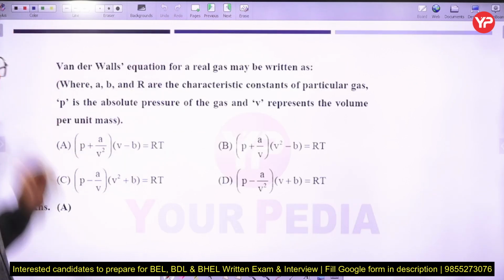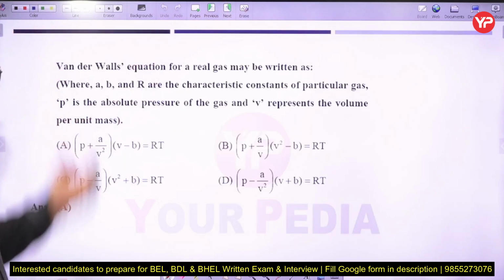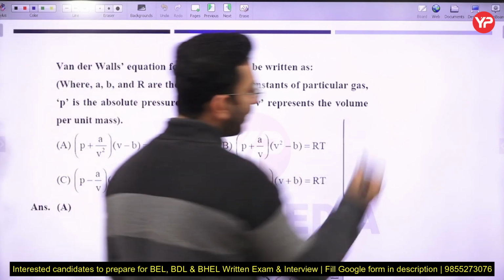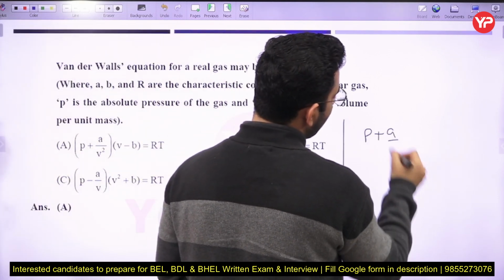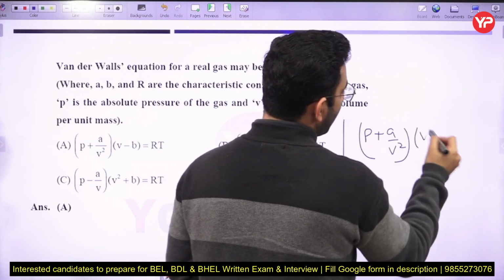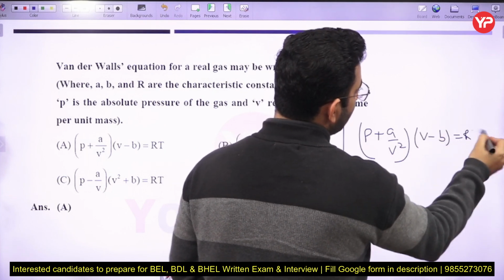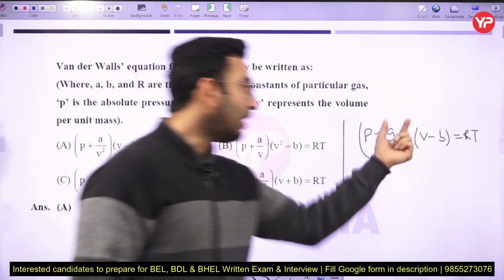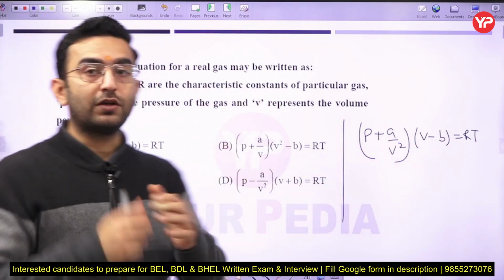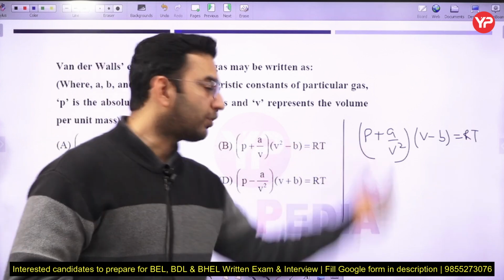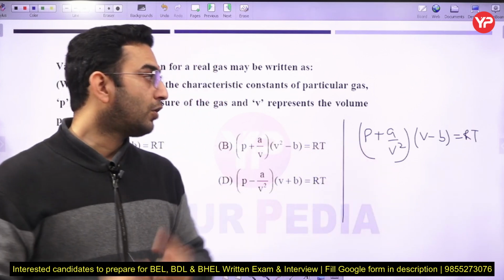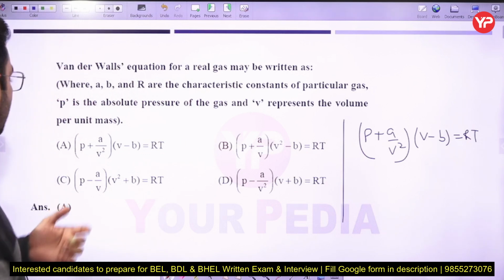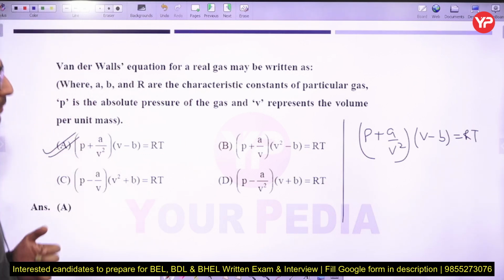Next part, the van der Waals equation for a real gas may be written as, the simple expression of the van der Waals equation is being asked. A simple expression is given by P plus A by V square multiplied by V minus B is equal to RT. This is the final expression where you include the parameters A by V square and B. A by V square is there to include the force of cohesion, whereas B is included to represent the compressibility effect. So we can say option number A is going to be the correct one.